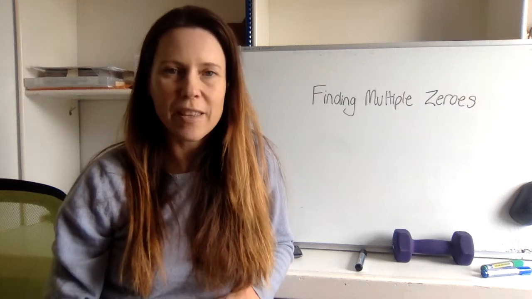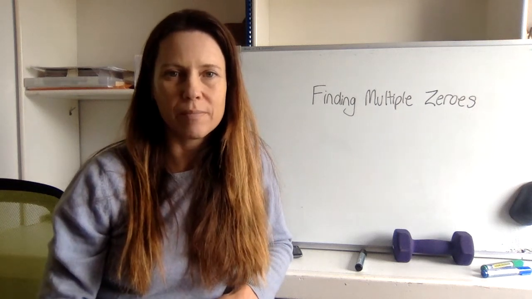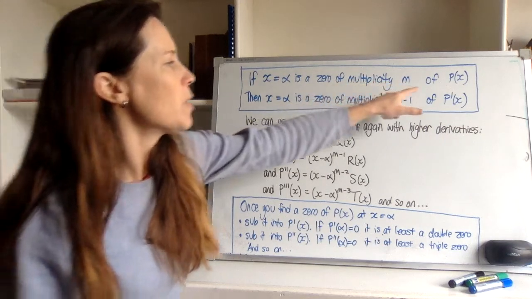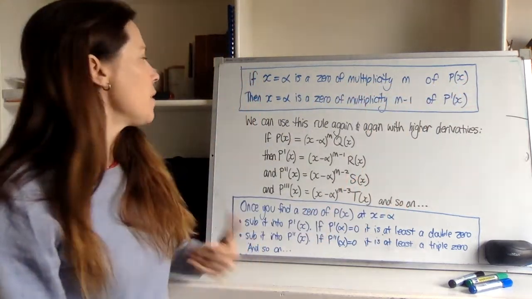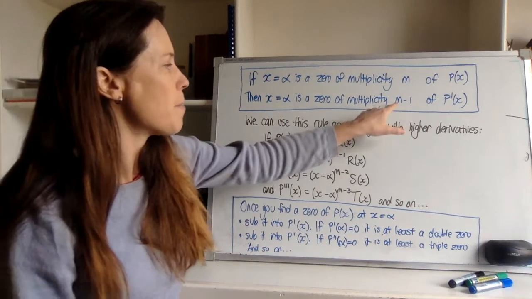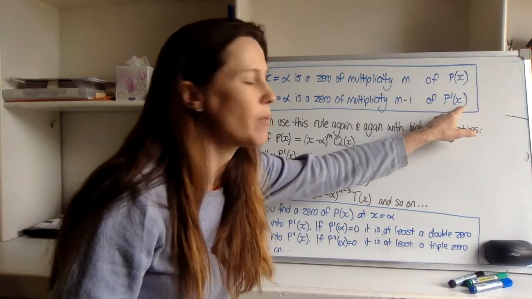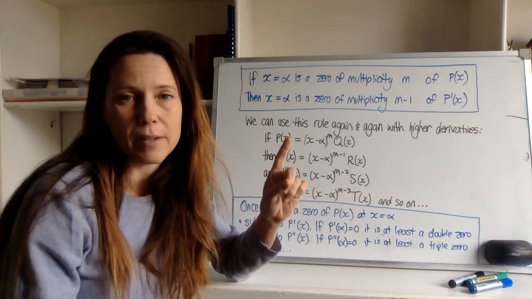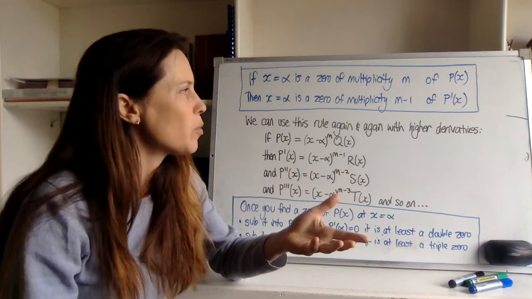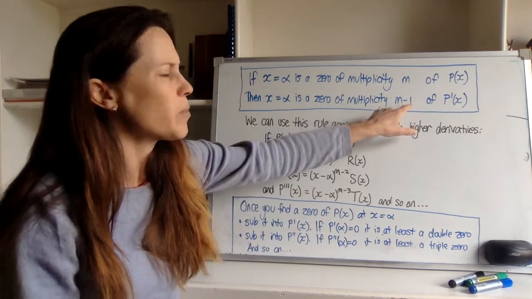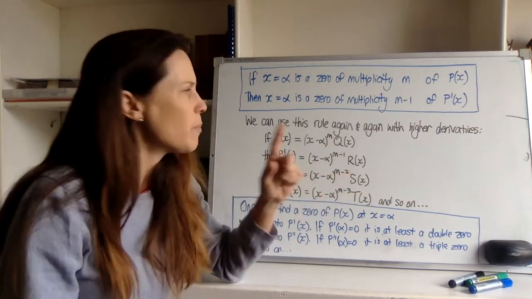Now let's put that all together to find some multiple zeros. If x equals alpha is a zero of multiplicity m of your original polynomial, then that same spot will be a zero of multiplicity m minus 1 of the first derivative. Now, let's consider a zero with multiplicity 1, so just a single zero of our original polynomial. It would have a zero of multiplicity 1 minus 1, in other words, 0, in p dash x.